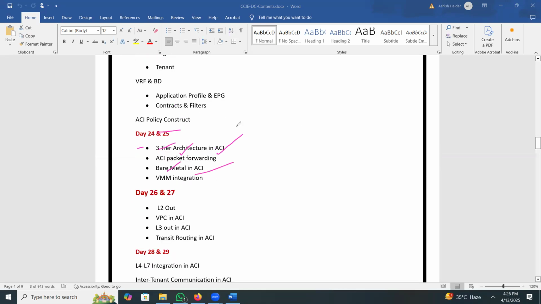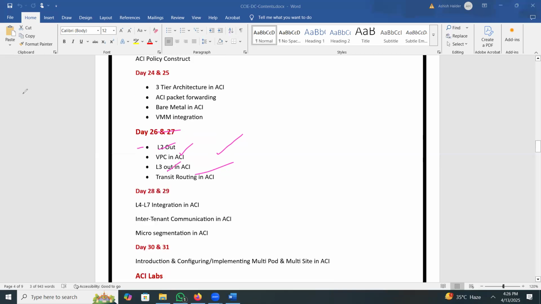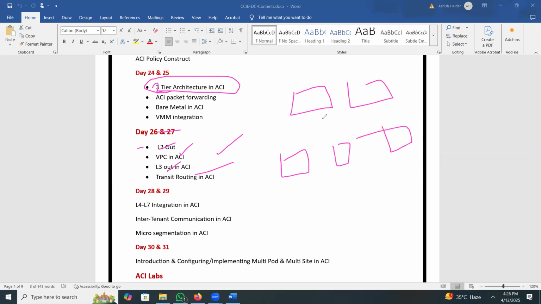Okay. Then day 24 and day 25, I will discuss the architecture in ACI. Actually ACI is not three-tier, it is a two-tier architecture, because you can see here it's a spine and leaf architecture, right? Cisco ACI is a spine and leaf architecture. These are the spine switches and these are the leaf switches. Spine to spine will never be connected. Leaf to leaf, we will not connect it. Everything is connected via a spine. So this is actually our two-tier architecture.